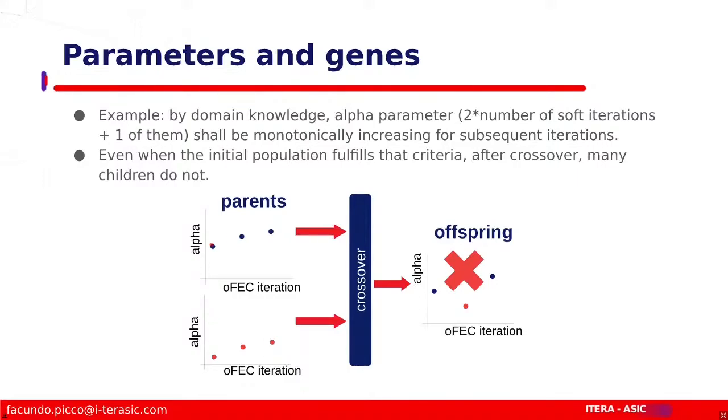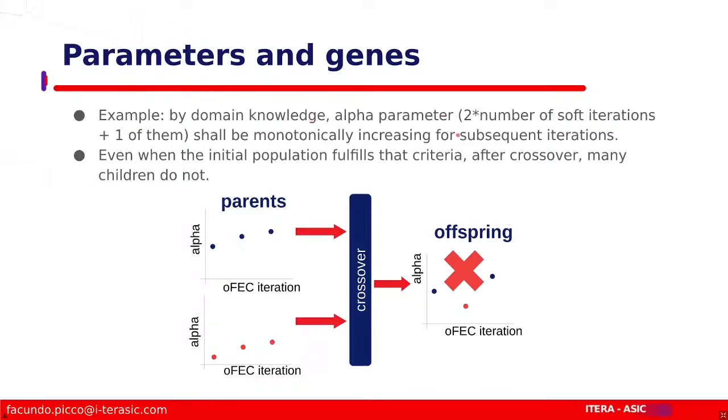Here, for example, we have 2 parents with 3 values for alpha. And when we combine them and we get the first alpha from the first parent, the second alpha from the second parent, and the third alpha from the third parent, we see that even when both parents had monotonically increasing alphas, their child doesn't. And that is a problem.